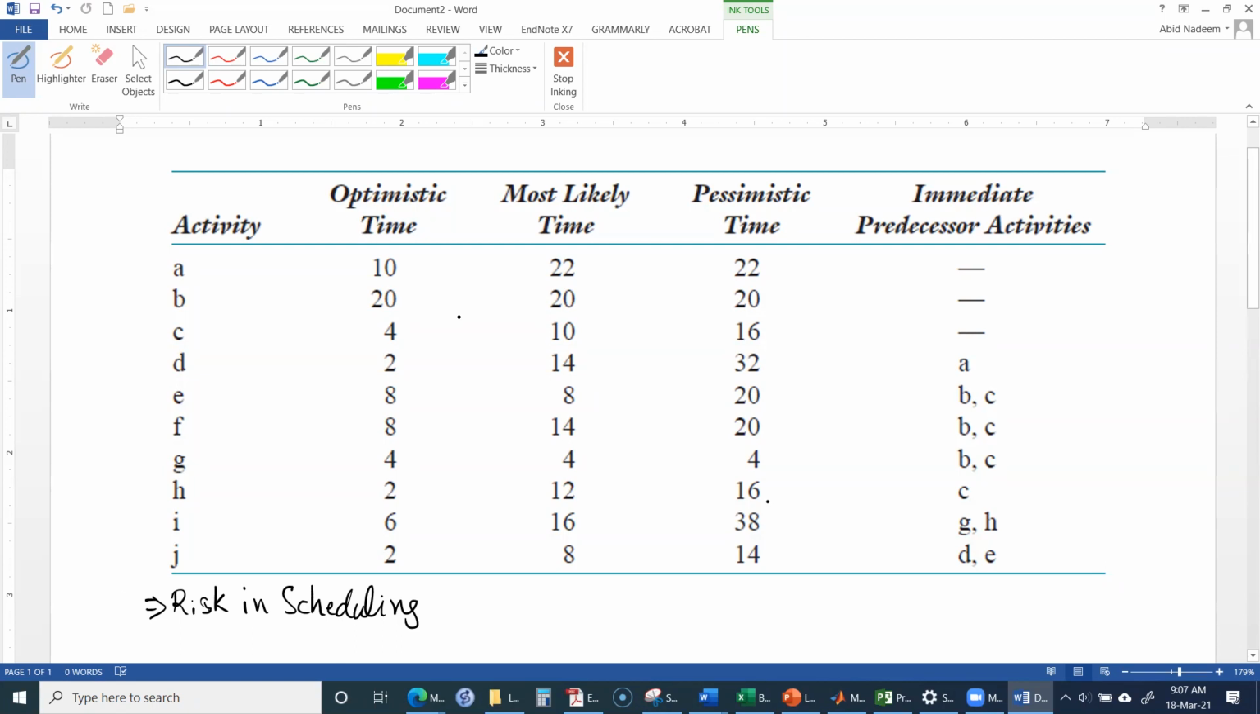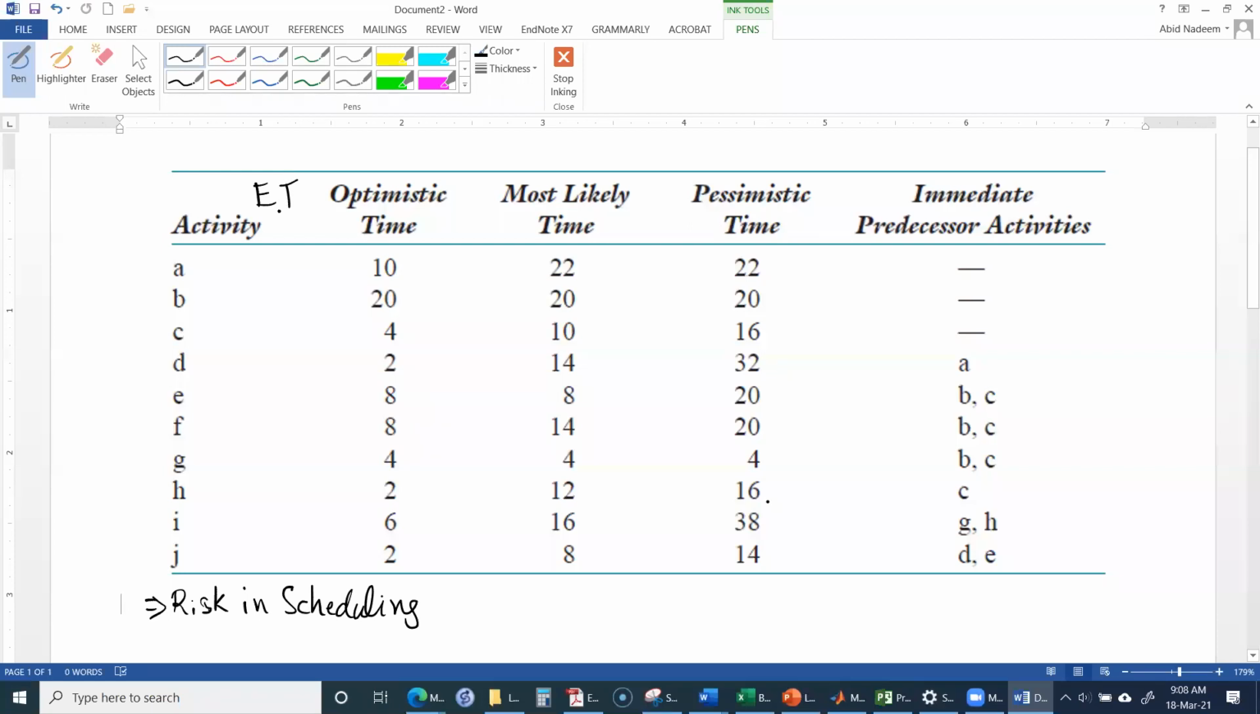So I want to use these times to create the network for this project. For this purpose, one option is that you can take the most likely time only in the network and use that in your calculation. Another option is you calculate the expected time, the expected duration, which I can call ET.